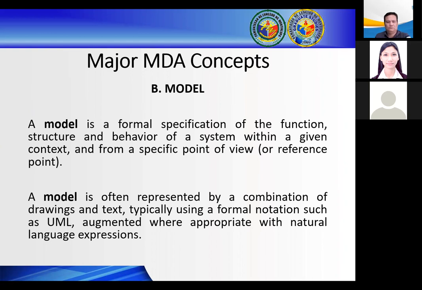So to emphasize, a model of a system is a description or specification of the system and its environment for some certain purpose. A model is often represented as a combination of drawing and text. The text may be in a modeling language or in a natural language.